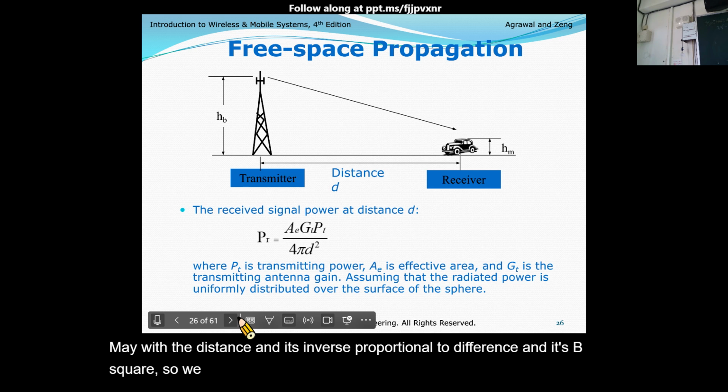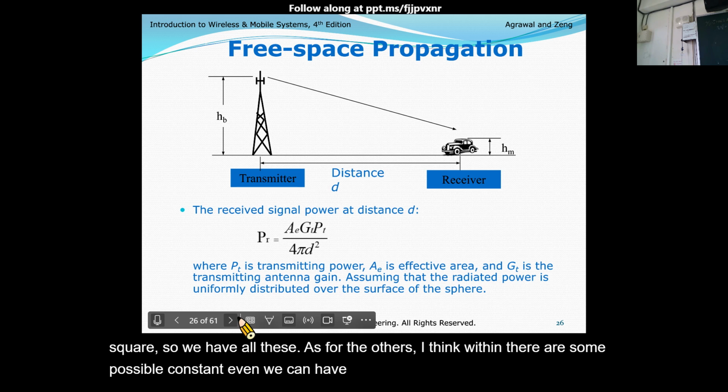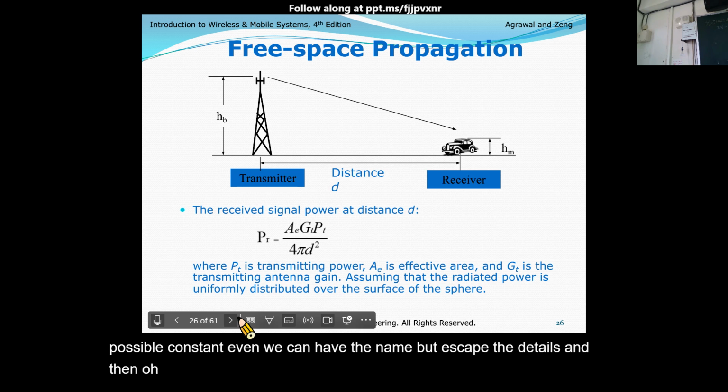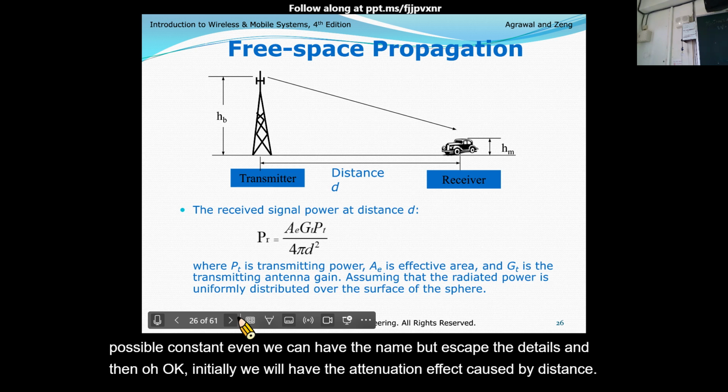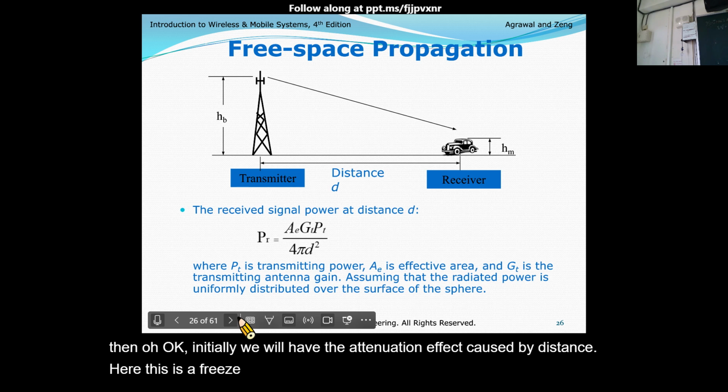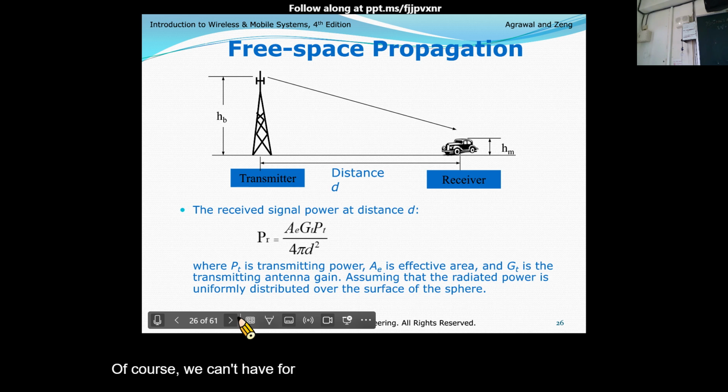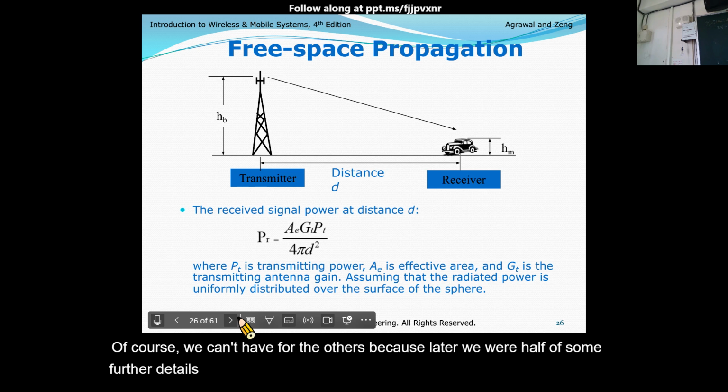As for the others, I think there are some possible constants. We can even have the name, but I skip the details. Initially, we will have the attenuation effect caused by distance, and here this is free space propagation. Of course, we can have others, because later we will have further details for the other models.